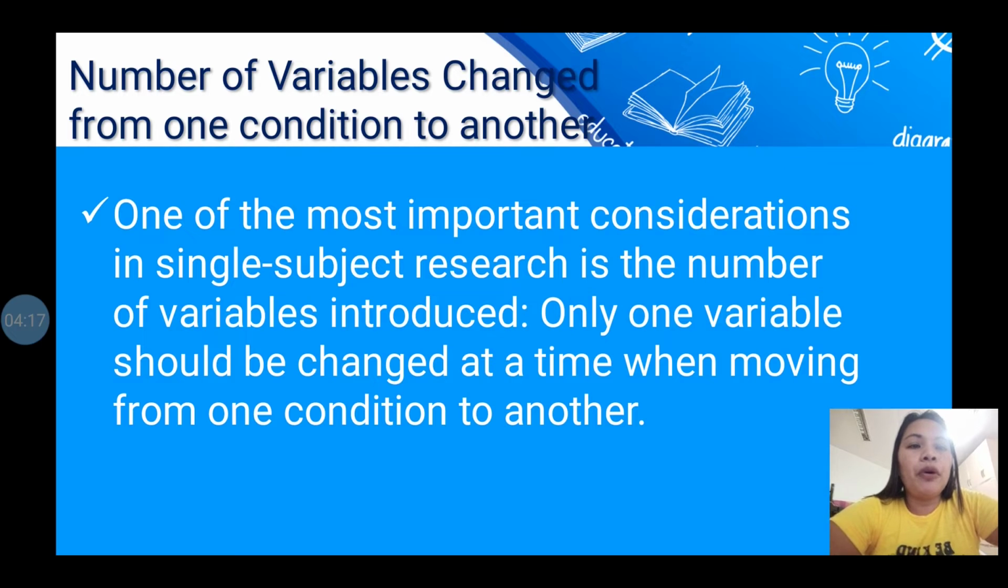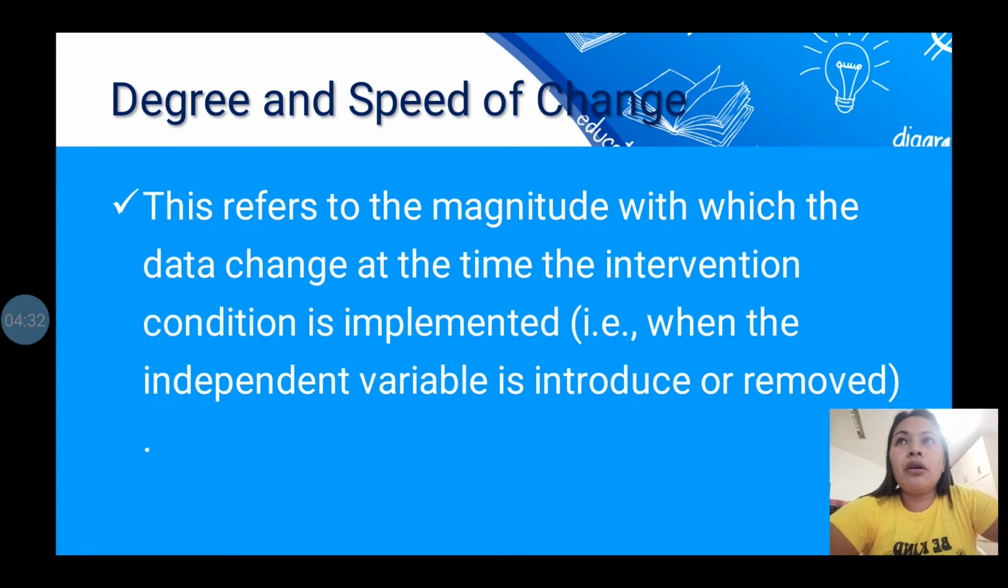One of the most important considerations in single subject research is the number of variables introduced. Only one variable should be changed at a time when moving from one condition to another. Another threat is the degree and the speed of change. This refers to the magnitude with which the data change at the time the intervention condition is implemented, when the independent variable is introduced or removed.